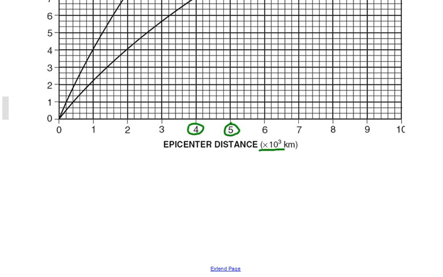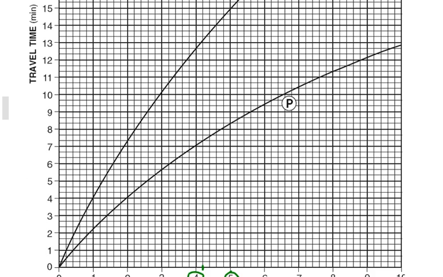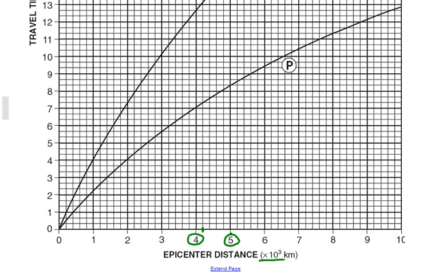So 4,200 would be right there at that spot. So the question asks about 4,200 kilometers away. So we're talking about this spot here. That's 4,200 kilometers right there. And what we could do is draw a line for that point right there. So 4,200, and we're talking about this area right there.